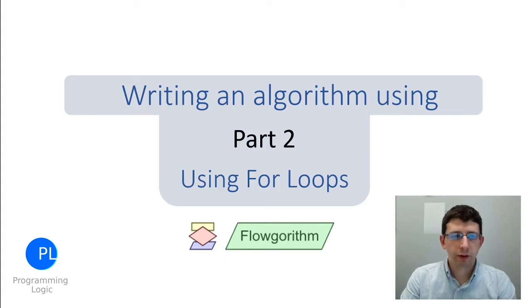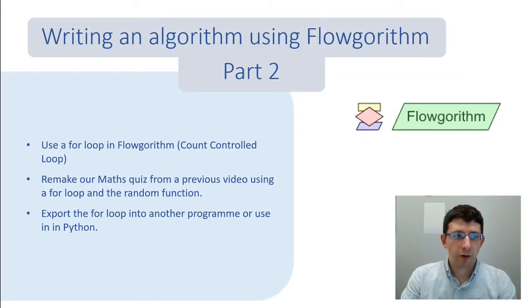Hello and welcome to our second part in a three-part series on using Flowgorithm to write an algorithm. And in this part we're going to have a look at using for loops, and that's count controlled iteration.